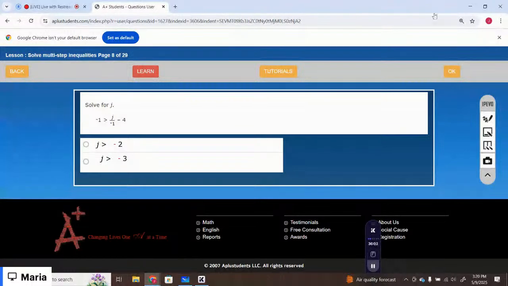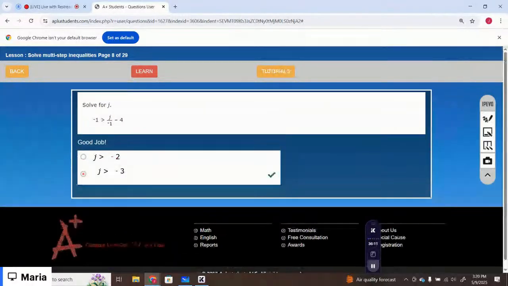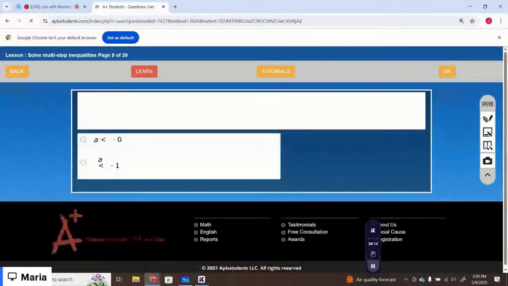That is J is greater than negative 3. Option number 2 is the correct option. Okay, you can complete the lesson by yourself later today. Let me just move on to next lesson.